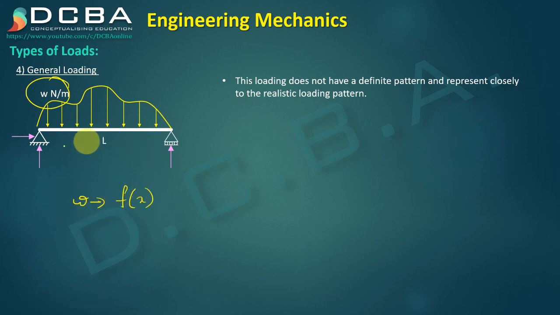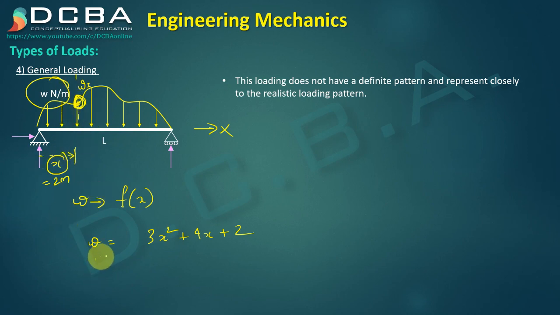So this W should be a function of x, where x is the direction along the length of the structure. If this is the direction along the length of the structure, I should know the value of W(x) at this point. Let us say W is equal to 3x square plus 4x plus 2. It is a function of x. So if I put the value of x, let's say equal to 2 meters, I should get the value at that point.